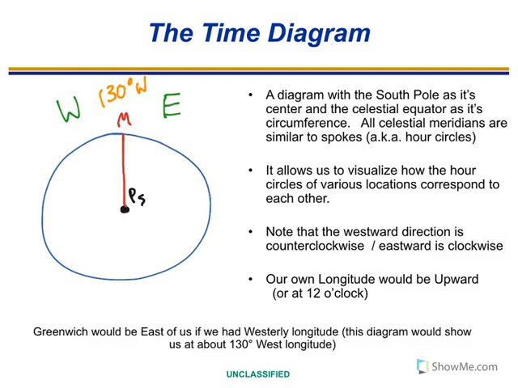So the next step of the time diagram is to plot Greenwich. Since Greenwich is 130 degrees to the east of us, we go 130 degrees to the east, and that's where Greenwich is, big G.